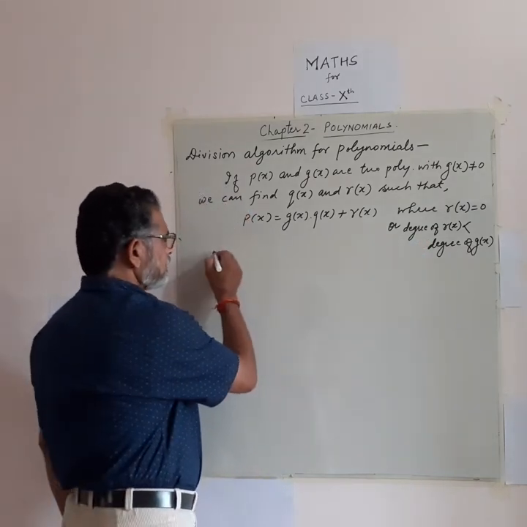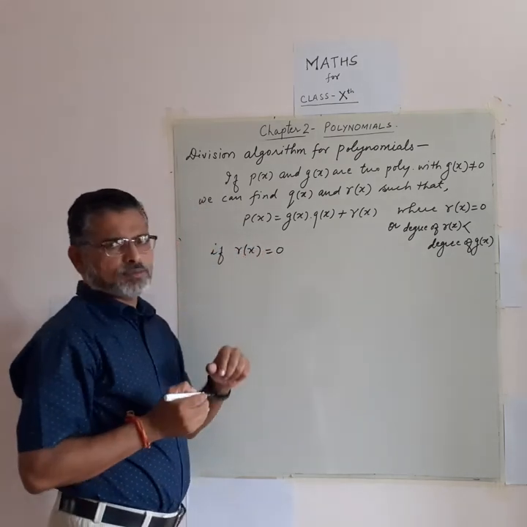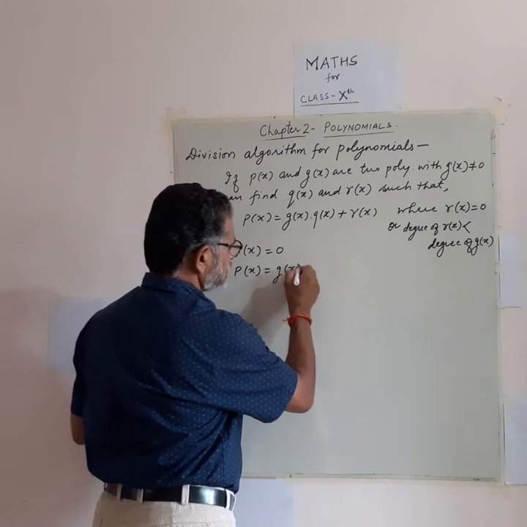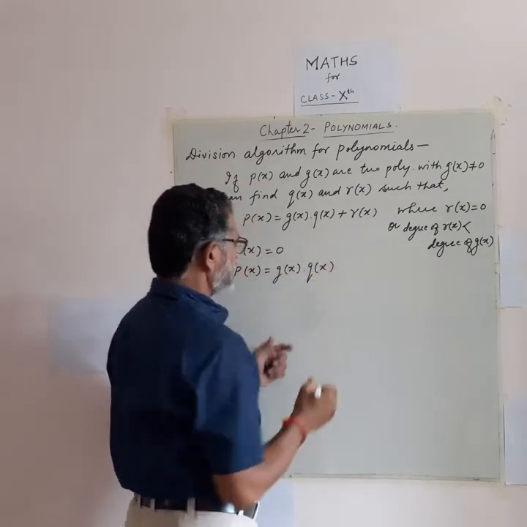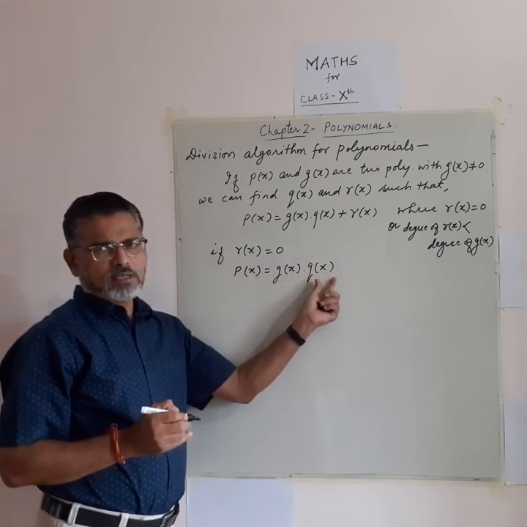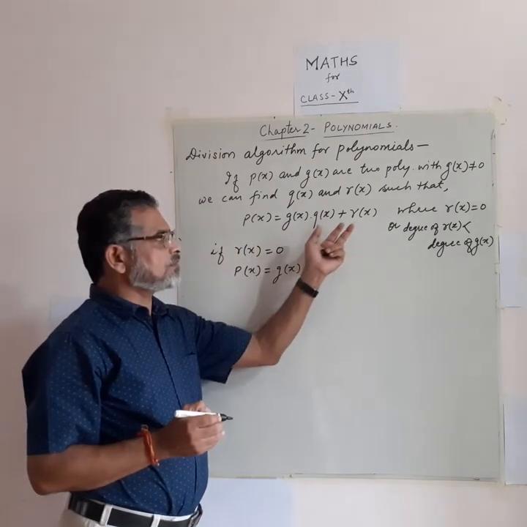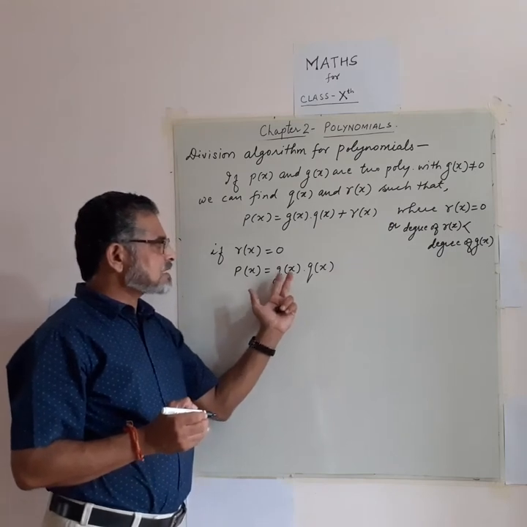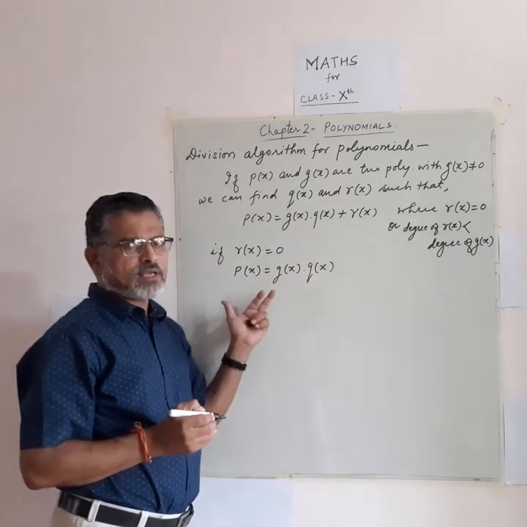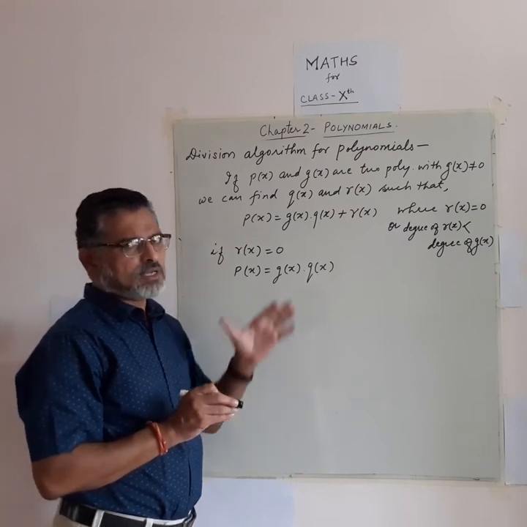अब यहाँ पर if r(x) remainder यदि 0 हो रहा है इस algorithm में, then what we get: p(x) equals g(x) into q(x). इसका मतलब क्या हुआ? p(x) is a product of two polynomials, means they are the factors of p(x). In the division algorithm, if remainder is 0, then p(x) has two factors, g(x) and q(x). So in this way we can get the factors of higher degree polynomials. We can use this.